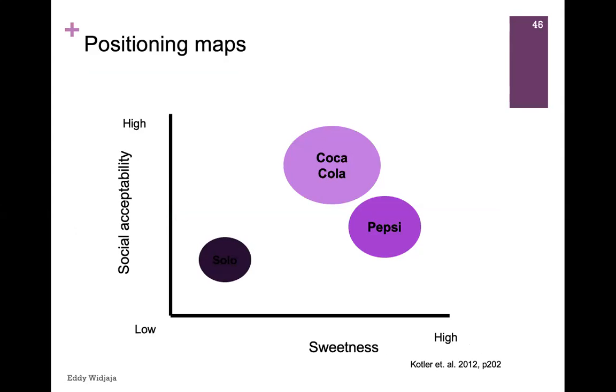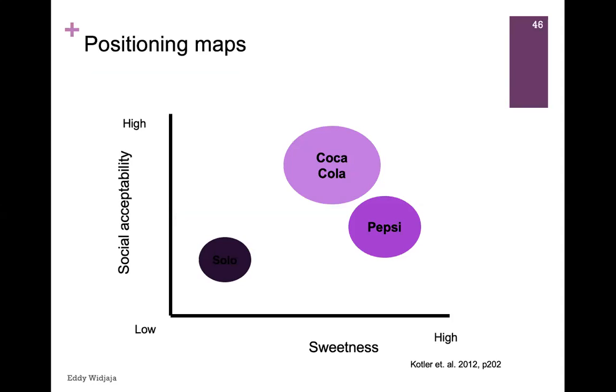Now, the other thing I'd like to discuss is the positioning map. This is also part of the initial process for us to develop our own positioning strategy. The positioning map is actually the visualized representation of the competitive brands in the consumer's mind. So we're kind of mapping the consumer's mind, and we put the competitive brands in the map.